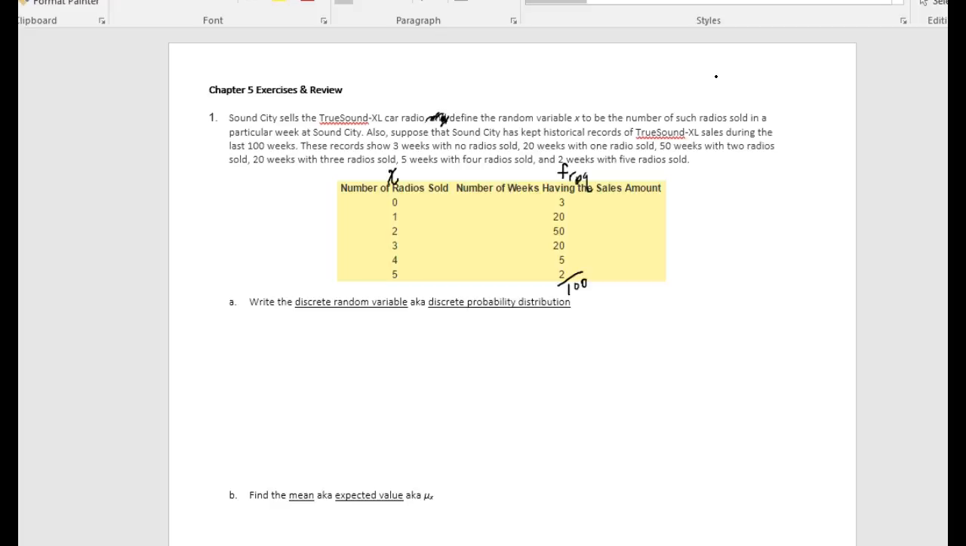So next thing we want to do is create probabilities of this. So the probability of X occurring. X is the number of radios sold. Well, what's the probability of X occurring within this 100 weeks?